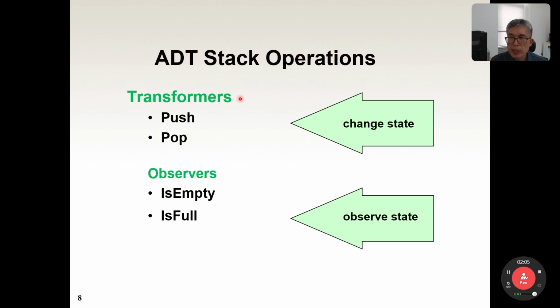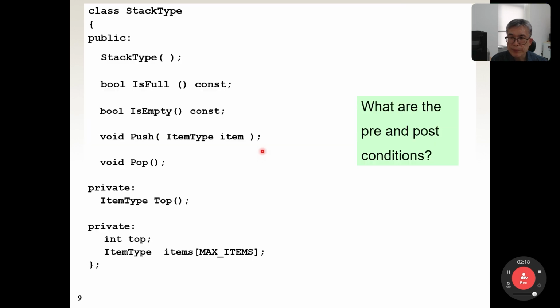ADT stack operations. We have two kinds of operations. The first one is transformers, such as push and pop. The other one is observers, such as is empty and is full. We will see one step at a time.